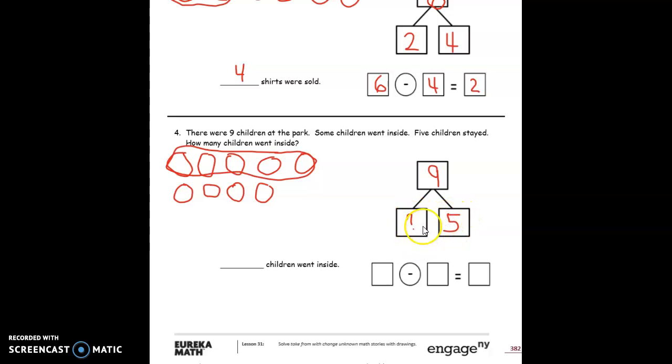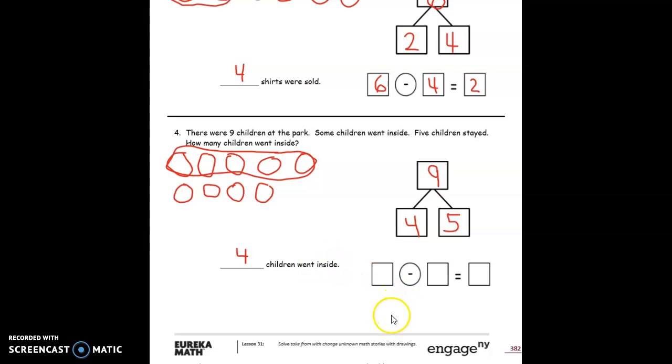We need to find out this unknown number. How many children went inside? That's what we're finding out. How many did we not circle? Right, we didn't circle 4. Where does that 4 need to go? Yes, it goes in our number bond. And if you saw down here, it says blank children went inside. And you just told me 4.